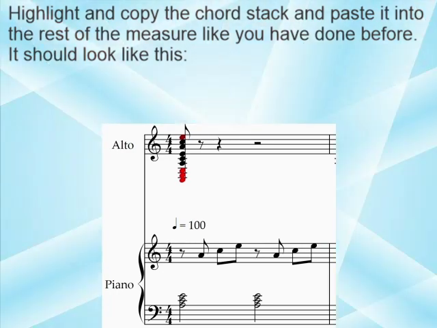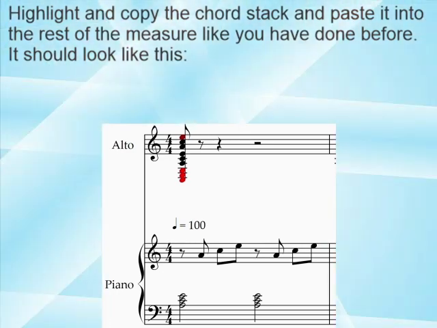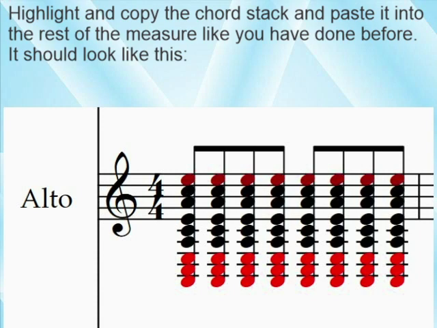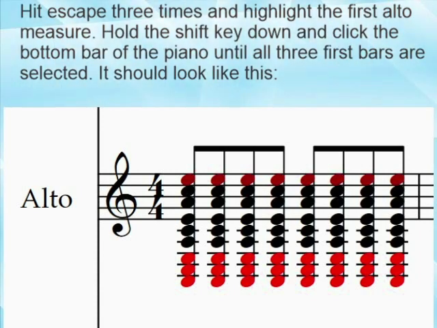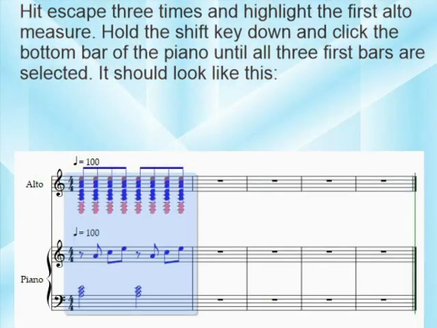Highlight and copy the chord stack and paste it into the rest of the measure like you've done before. It should look like this. Hit escape 3 times and highlight the first alto measure. Hold the shift key down and click the bottom bar of the piano until all first 3 bars are selected. It should look like this.